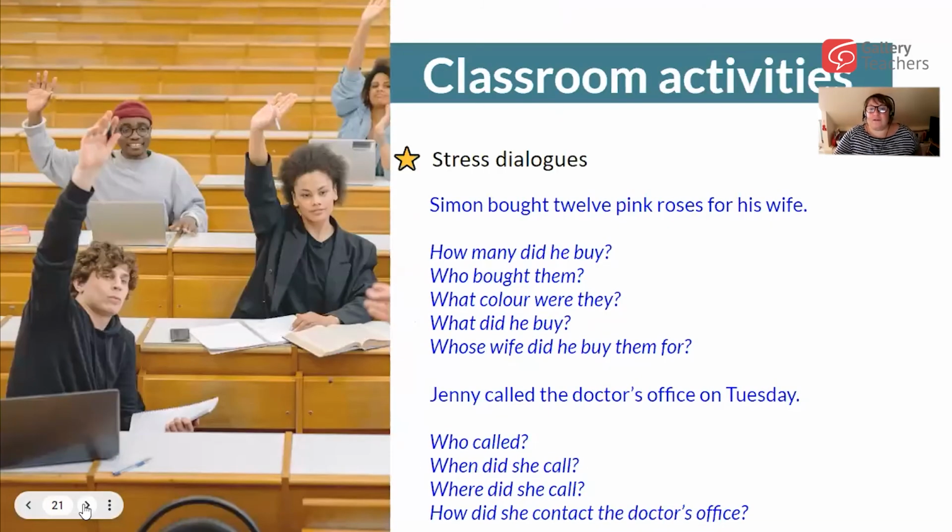So this is an example of stress dialogues. So sticking to the same sentence and saying to the students, okay, you've got to use that exact sentence. Doesn't matter what question I ask you, stick to the same sentence and then change your stress according to the question I ask you. So the example, Simon bought 12 pink roses for his wife, is exactly what you have to say. So this might be a little bit unnatural because how many did he buy? You'd be more inclined to go 12. But if I instruct you to give me the utterance back, then you know that the word that needs to be stressed is Simon bought 12 pink roses for his wife. Who bought them? Simon bought 12 pink roses for his wife.